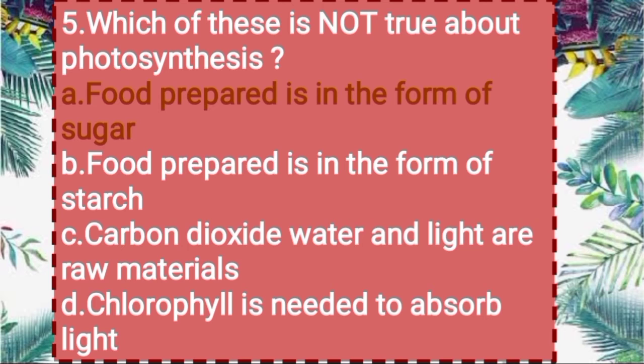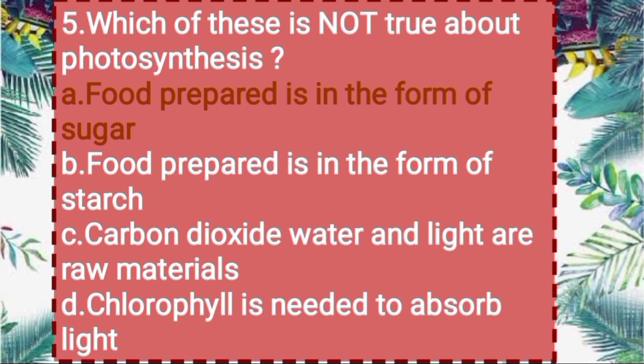Option B: food prepared is in the form of starch. Option C: carbon dioxide, water and light are raw materials.